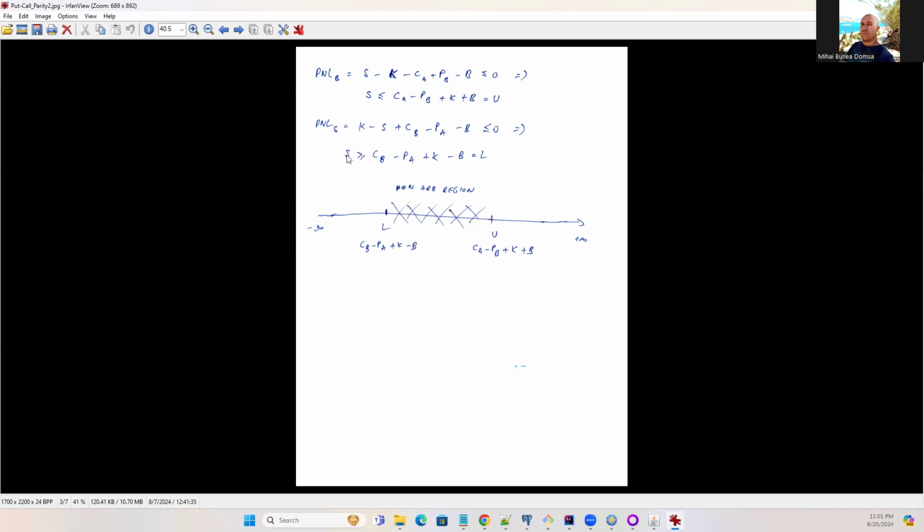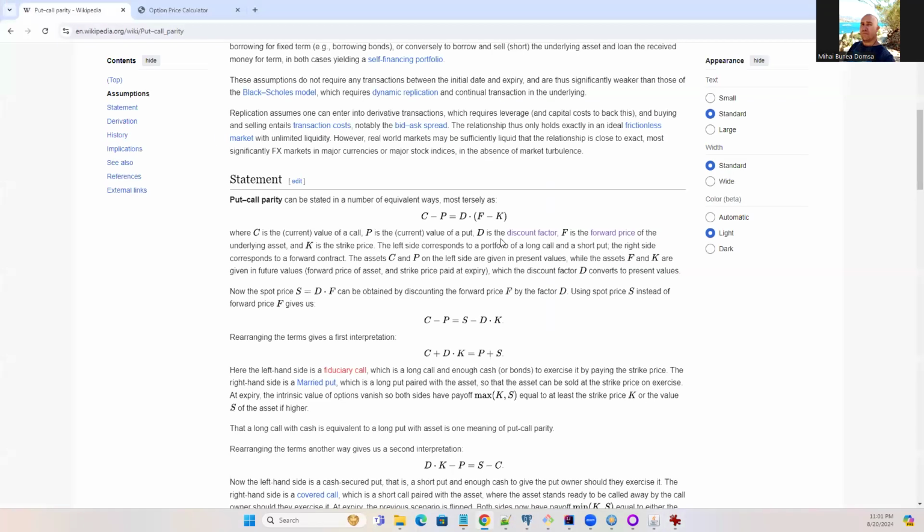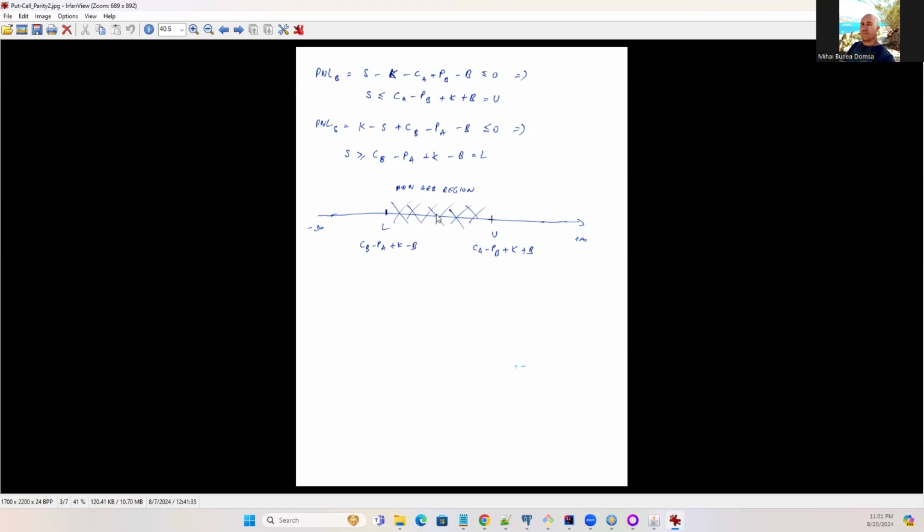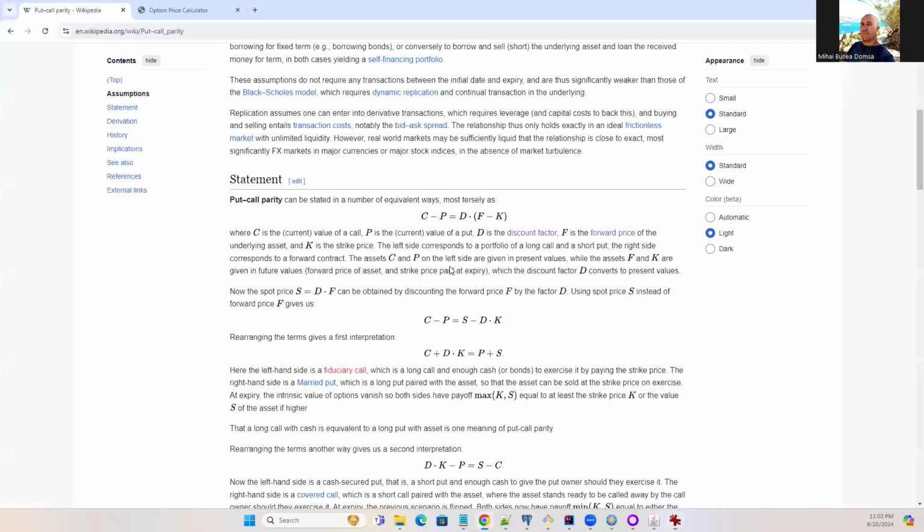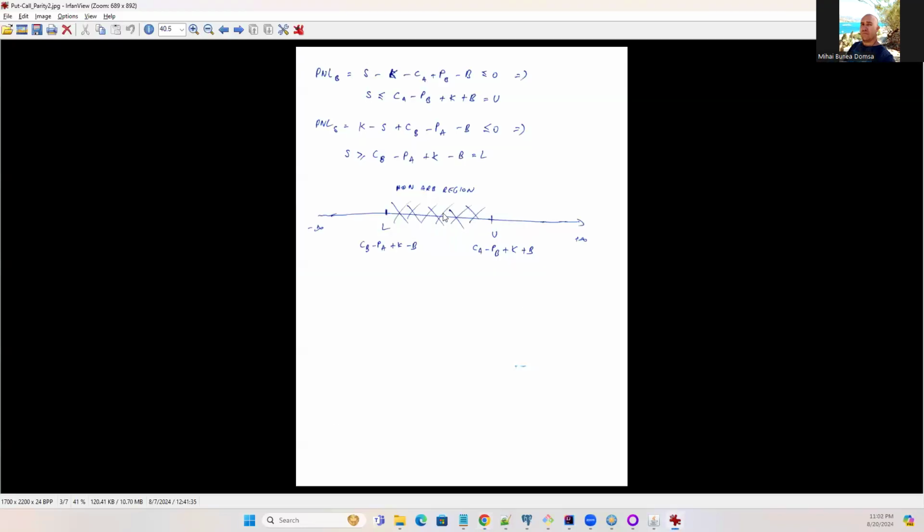Replace stock with forward. If you have dividends, you actually have stock minus dividends, so S is actually an F, like here. In the middle of this, you have this formula: call minus put plus strike equals the forward. Discount is usually around 1. So you can take the implied forward.